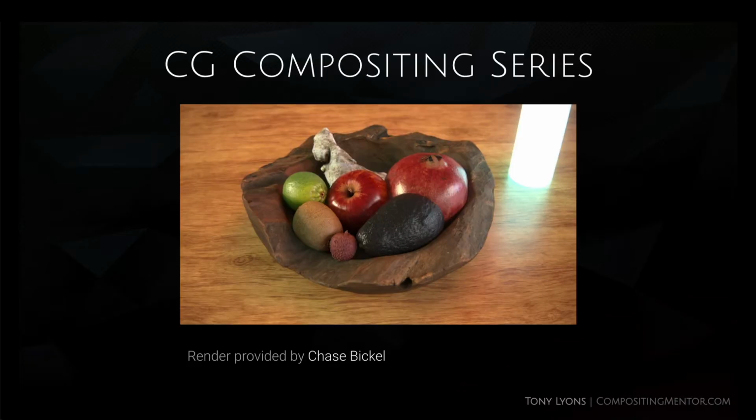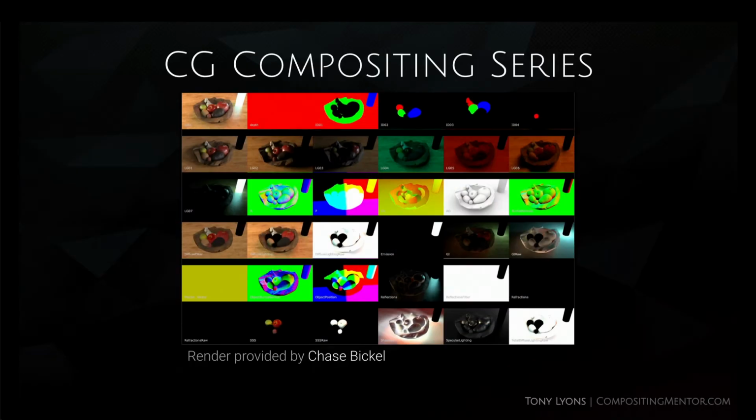My friend and artist Chase Bickle was generous enough to provide a good-looking render for the community to download for free and play around with. This render is full of common passes you'll find in production, including AOVs, light groups, IDs, and utility passes.